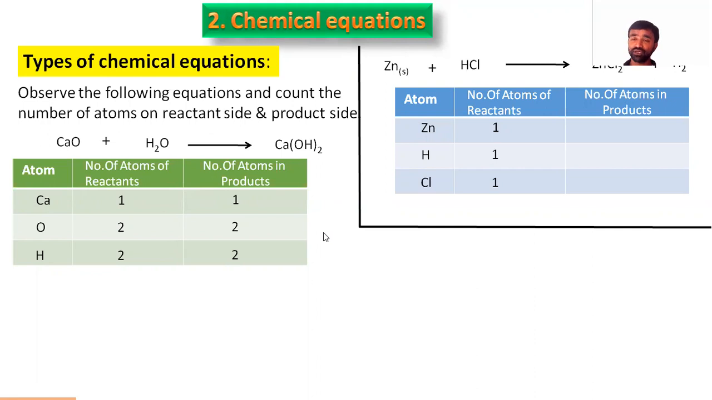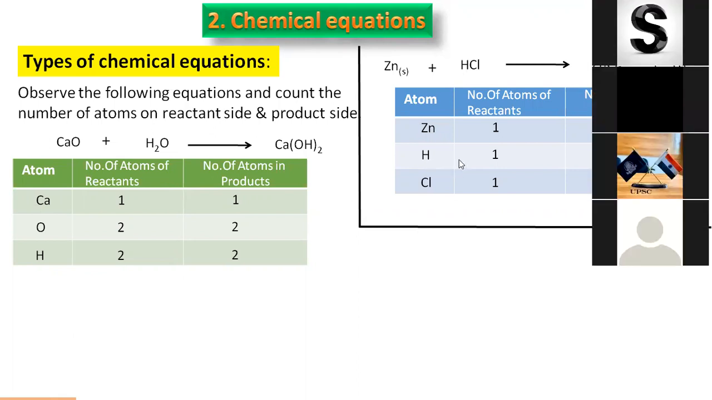How many zinc atoms are there? One. Hydrogens? Two. And chlorines? Two, sir. So are you clear how I have written the table for this? Go to quick reaction, counting of individual atoms on the reactant side and product side.